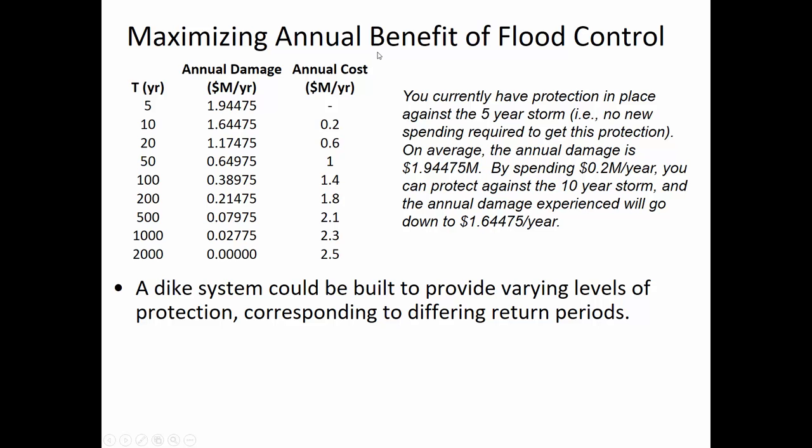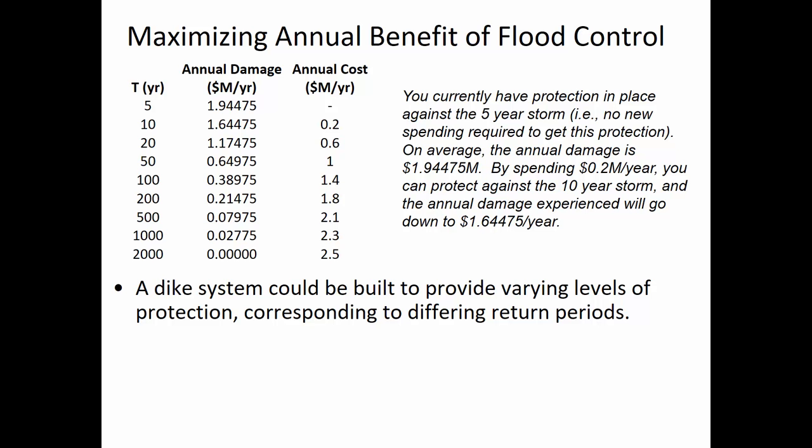And so here's how I think to interpret this table. What we have right now is a system that's providing protection against the 5-year storm. We don't have to spend anything to get the existing level of protection. But on average, right now, with the 5-year storm protection that we've got, we experience $1.94475 million of damage per year.